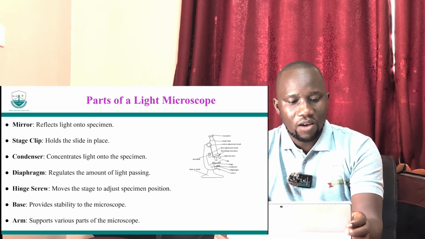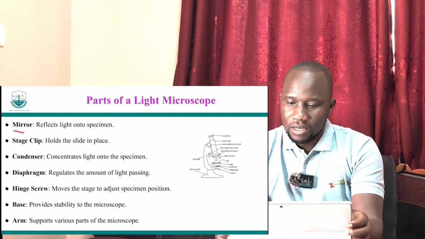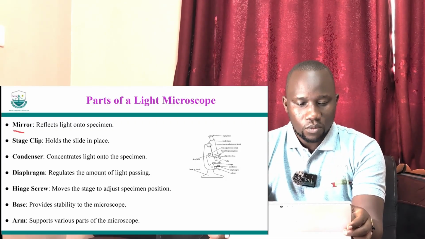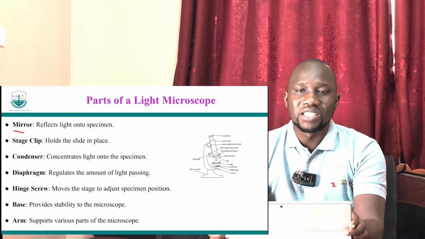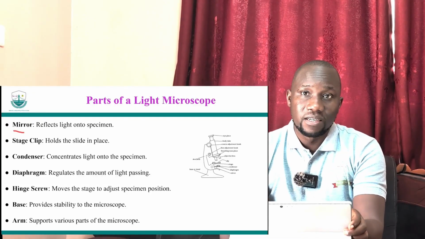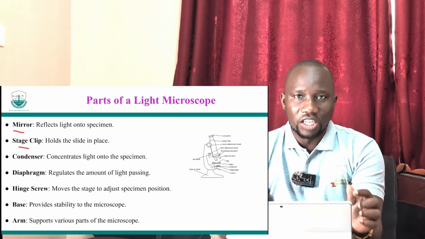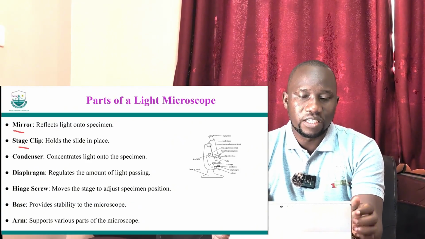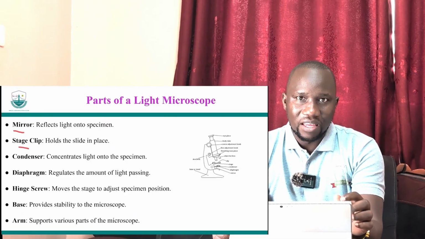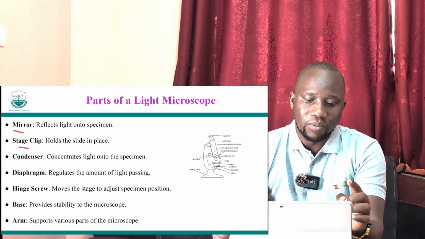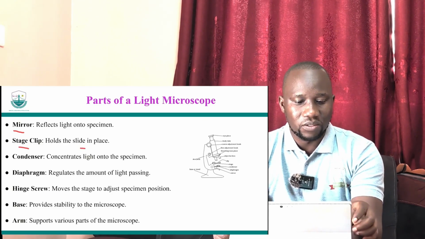So you have the mirror, which is down here. It reflects the light onto the specimen such that you can visualize the specimen better. And then you have the stage. On the stage, you have the stage clip. The stage clip is the one that holds the slide that I talked about. It holds it in place.